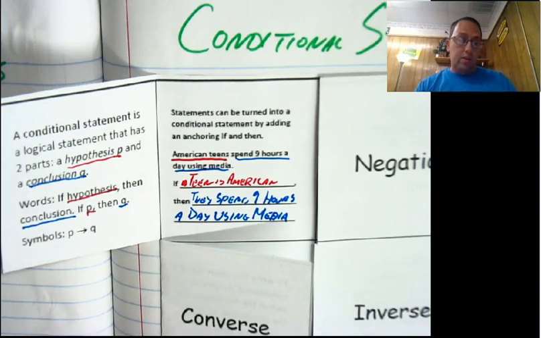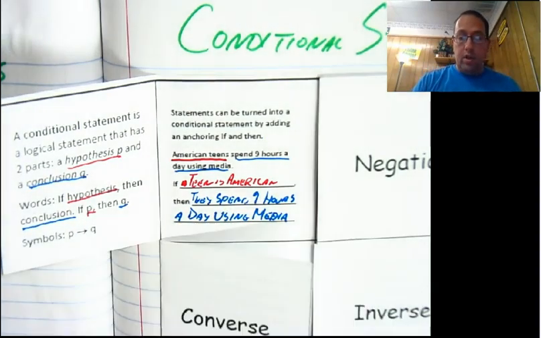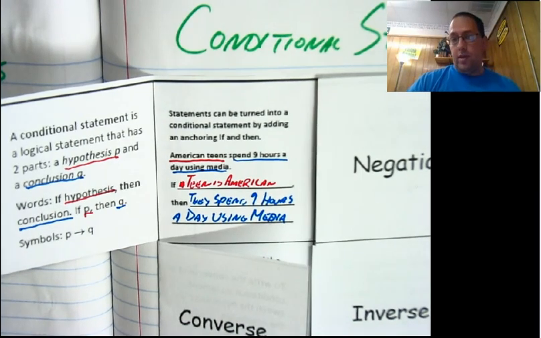Right? Now, is this a true statement? Is it true that if a teen is an American, then they must spend 9 hours a day using media? Well, no, it's not. Not the way it's worded here. This says that it never fails, right? But there are teens who are Americans and they only spend 8 hours a day or 7 hours a day, or maybe they spend 11 hours a day using media. So that makes this an untrue statement.